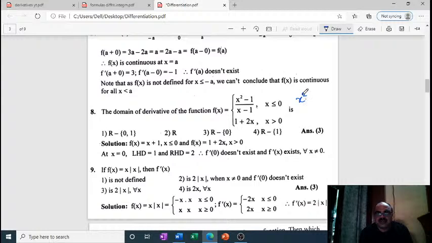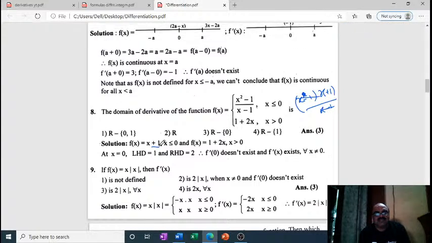x square minus 1 can be written as (x minus 1)(x plus 1), divided by x minus 1. Remove these two, and you get x plus 1. So f of x is equal to x plus 1, where x is less than or equal to 0, and f of x is 1 plus 2x, where x is greater than 0.